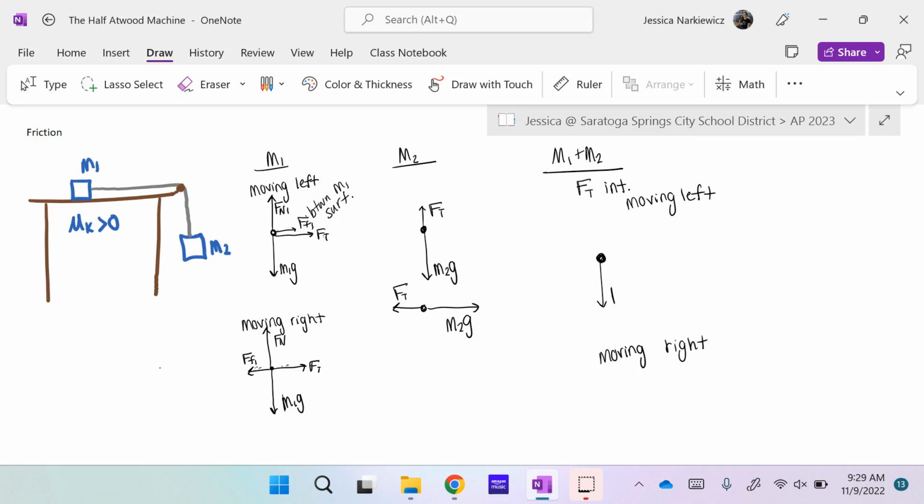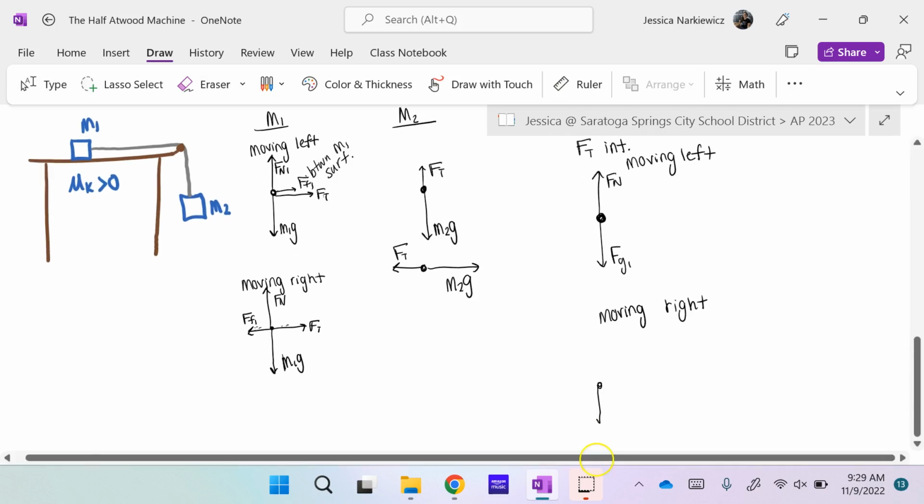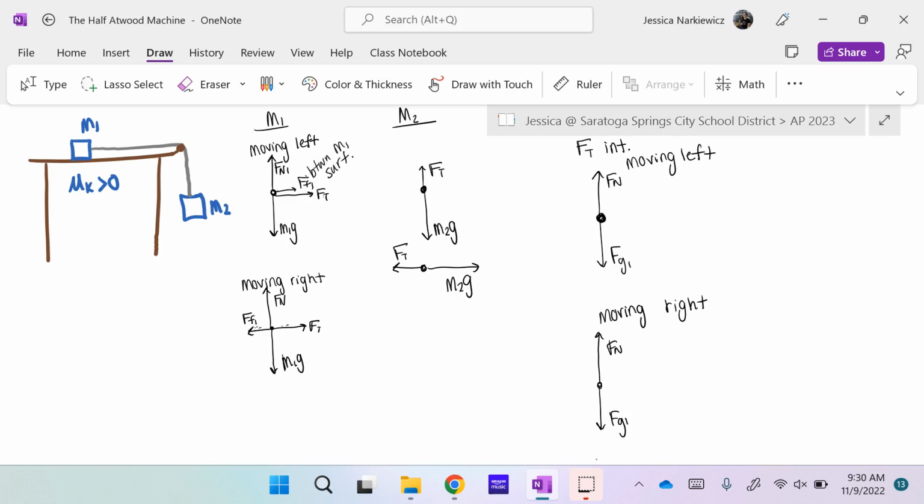My normal force, oops, wrong direction. My force of gravity and my normal force are not going to change whether I'm moving left or moving right. That's going to stay exactly the same. M1G and Fn1. What does change? Oh, and M2G doesn't change, right? We're not changing gravity. What does change is the direction of friction. So if I'm moving left, the force of friction has to point to the right. And if I'm moving right, the force of friction has to point to the left.